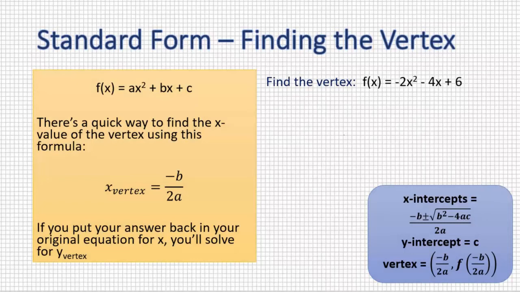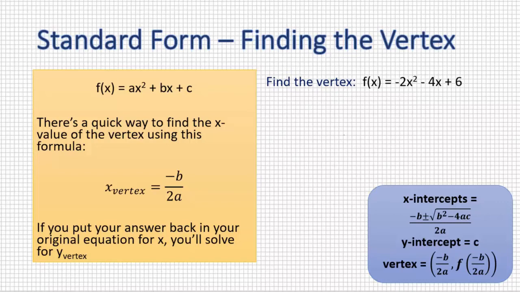Here we'll look at the standard form of the quadratic function, or the standard form of the parabola. The first thing we'll do is find the vertex. Let's look at this problem. f of x is equal to negative 2x squared minus 4x plus 6.